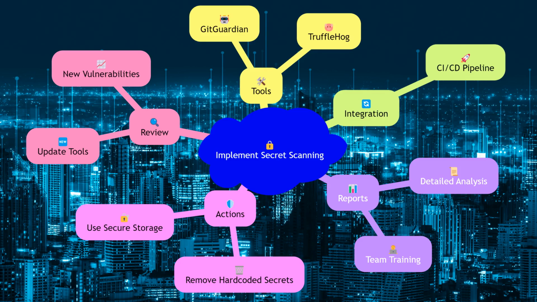To implement secret scanning, integrate tools like GitGuardian or TruffleHog into your CI/CD pipeline. These tools will automatically scan your codebase for exposed secrets and provide detailed reports. Ensure that your development team is trained to interpret these reports and take appropriate action, such as removing hard-coded secrets and using secure storage solutions. Regularly review and update your secret scanning tools to keep up with new vulnerabilities and best practices.